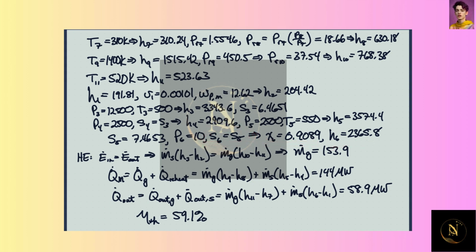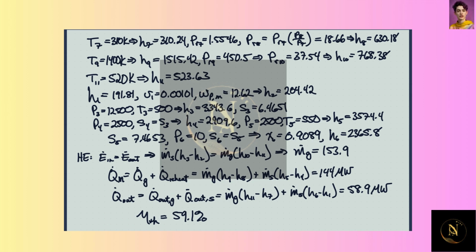Now we have all of our specific enthalpies. So we can look at the heat exchanger. This is the change in enthalpy on the steam side, and the change in enthalpy on the gas side. Those have to be equal. And so we know everything in here but m dot g, and we wind up with m dot g equals 153.9 kilograms per second.